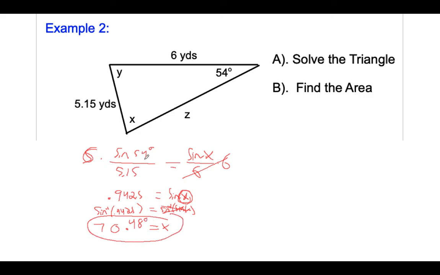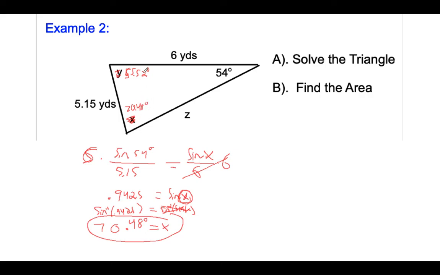And that's the angle measure, 70.48 degrees. Now from here, we need y and z. Now they're corresponding, so we could not set up a ratio yet because we would have two variables. What you should do first is use the idea that all the angles add to 180. So 180 minus 54 minus 70.48. And this angle is about 55.52 degrees.